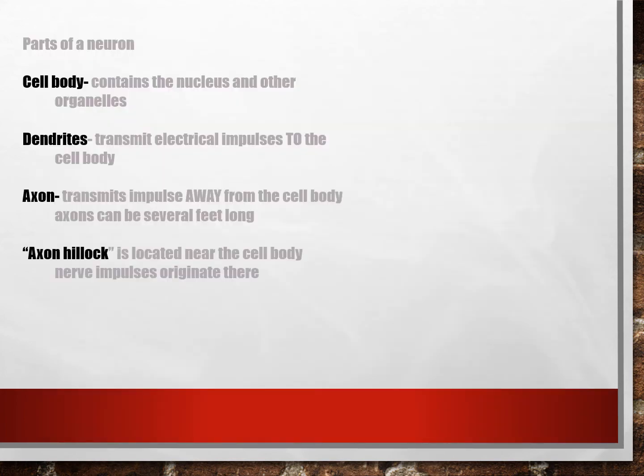So like I mentioned, the cell body is what contains the nucleus and other organelles. The dendrites transmit electrical impulses to the cell body. They gather information. The axon transmits impulses away from the cell body. It's like the cord that's carrying the electricity. And the axon hillock is where the axon comes off.